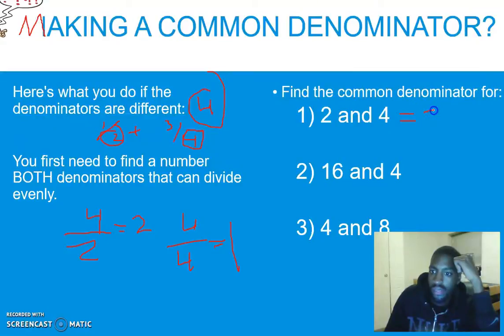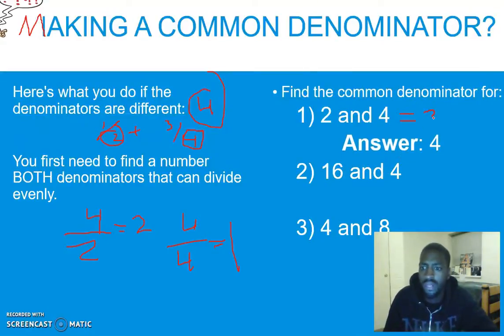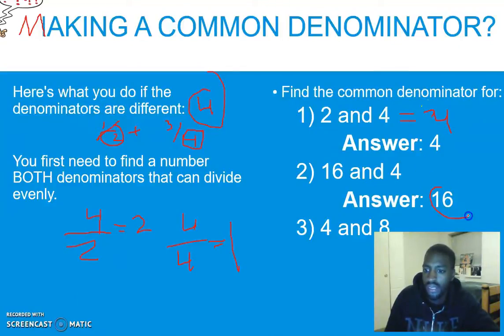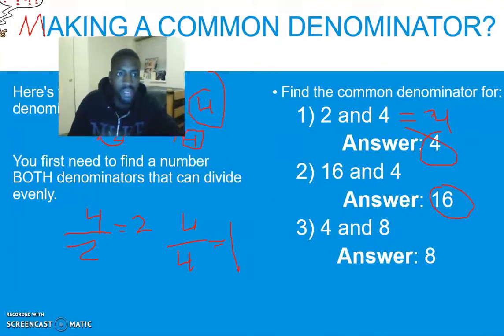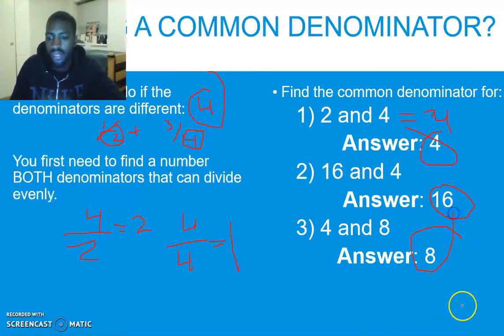Let me do this one. It's 4, 16, and 8. Oh, this one is 8 right here. You probably can't see it because I'm trying to move this. All right, so 8 right here. Generally, I think the common denominator of these two is going to be the higher number. If they aren't the same, it will generally be the higher number right here.